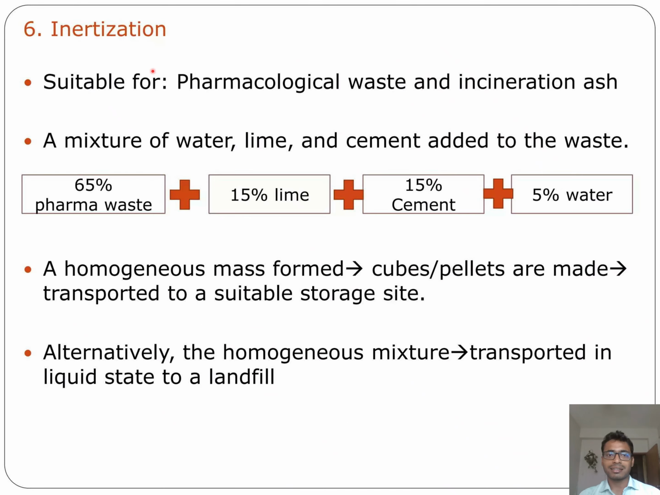And the next one is inertization. Suitable for pharmaceutical waste and incineration ash, a mixture of water, lime, and cement is added to the waste. For example, pharmaceutical waste is mixed with lime, 50% cement, and 5% water. A homogeneous mass is formed, and cubes or pellets are made and transported to a suitable site. Alternatively, the homogeneous mixture is transported in liquid state to the landfill.